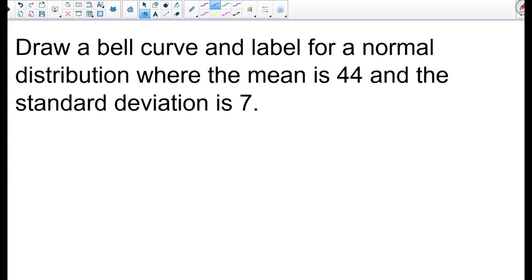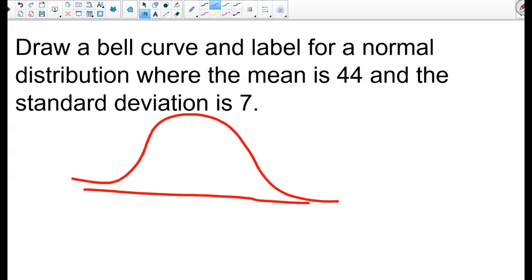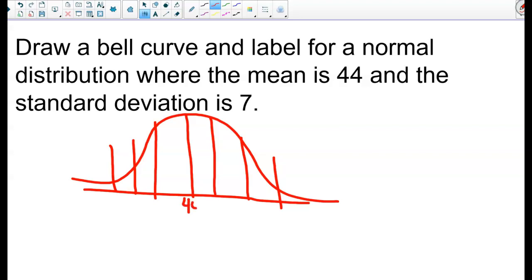So the first thing we're going to do is draw our curve. Pretty straightforward, we're going to draw one line down the middle and then 3 lines to the left, 3 lines to the right. The mean is 44. I add 7: 51, 58, 65. I subtract 7: 37, 30, and 23. And my percentages are 34 on either side of the average.